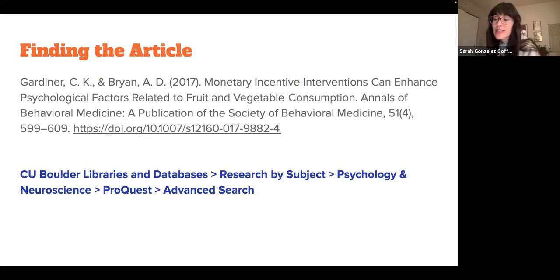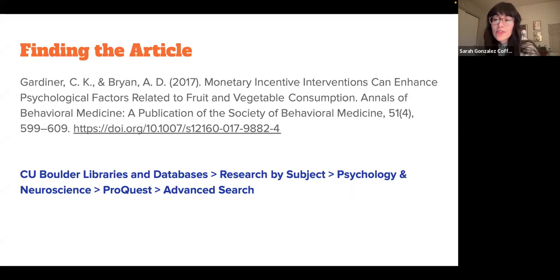All right, so we're going to look at an example of finding an article. I'm going to share my screen here. You'll have to forgive any open tabs that I have, but we're going to look at the article from Gardner and Bryan in 2017. The article title is Monetary Incentive Interventions Can Enhance Psychological Factors Related to Fruit and Vegetable Consumption. The journal is Annals of Behavioral Medicine, a publication of the Society of Behavioral Medicine.